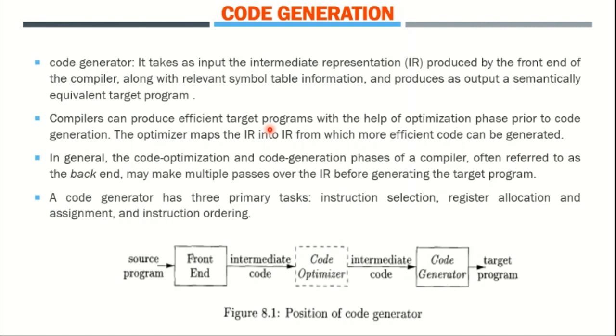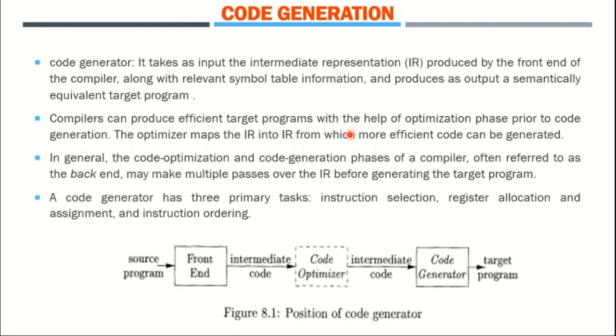First of all, we discuss what is meant by a code generator and where we place the code generator in compilers. Actually, the code generator is a phase. It takes as input the intermediate code representation, which is produced by the front end of the compiler, along with the relevant symbol table information. Based on this, it produces as output a semantically equivalent target program.